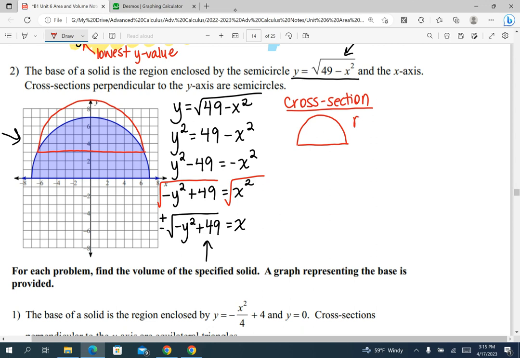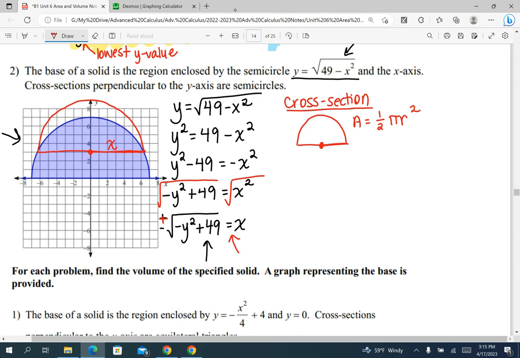And the area of this cross section is half a circle, so 1/2 pi times the radius squared. To come up with the formula for the area of the cross section, I need to know a formula for the radius. Well, from here to here is a positive x. I have an equation for x right here, and I want to use the positive one because it's actually more convenient.